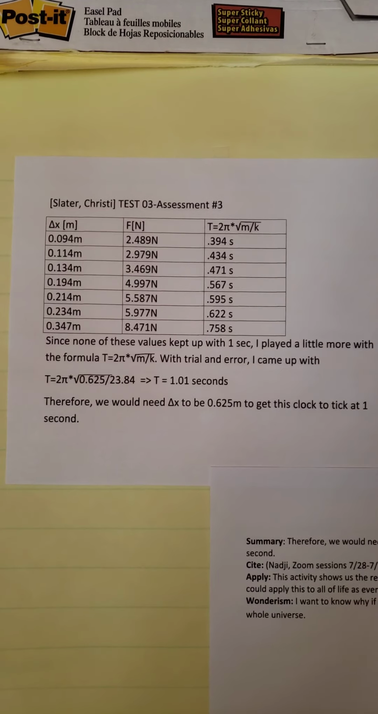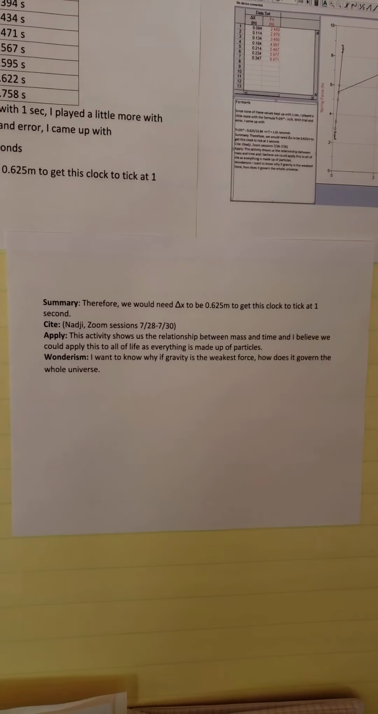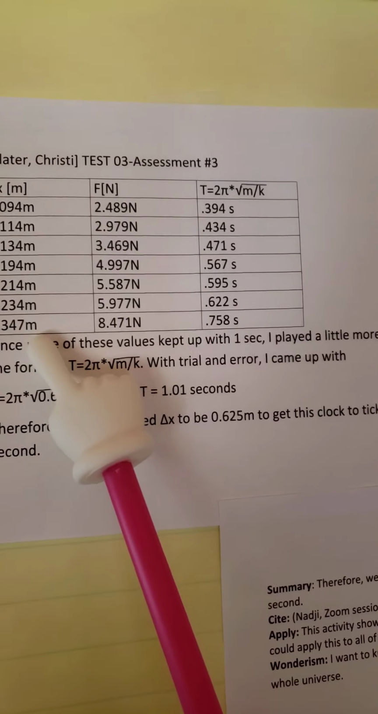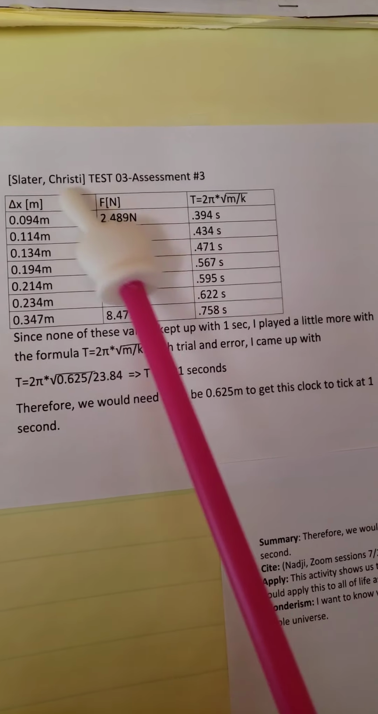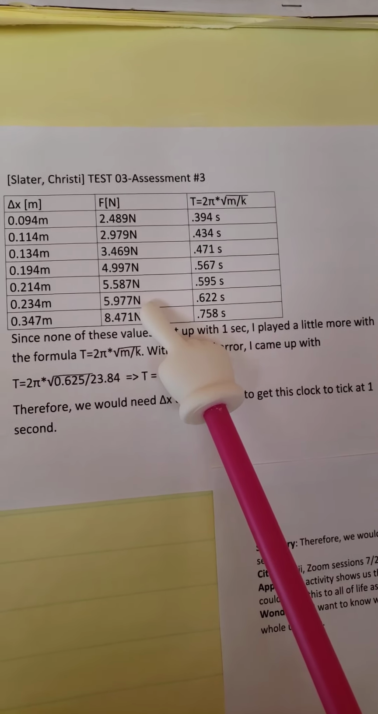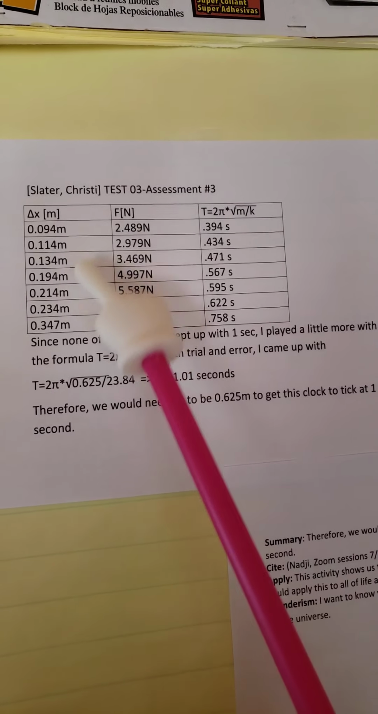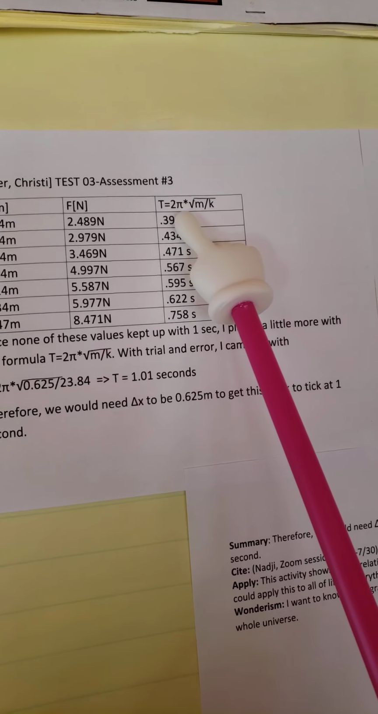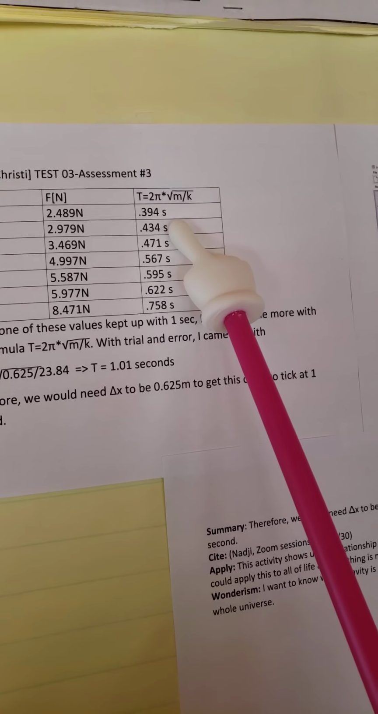I'm going to show you the items first and then I'll go through them all. There's my Logger Pro screenshot and my SCAW. I made a chart here with the data that we calculated in class, along with our equation up here. We have the delta x in meters, the Fn in newtons, and then T equals 2 pi times the square root of m over k.